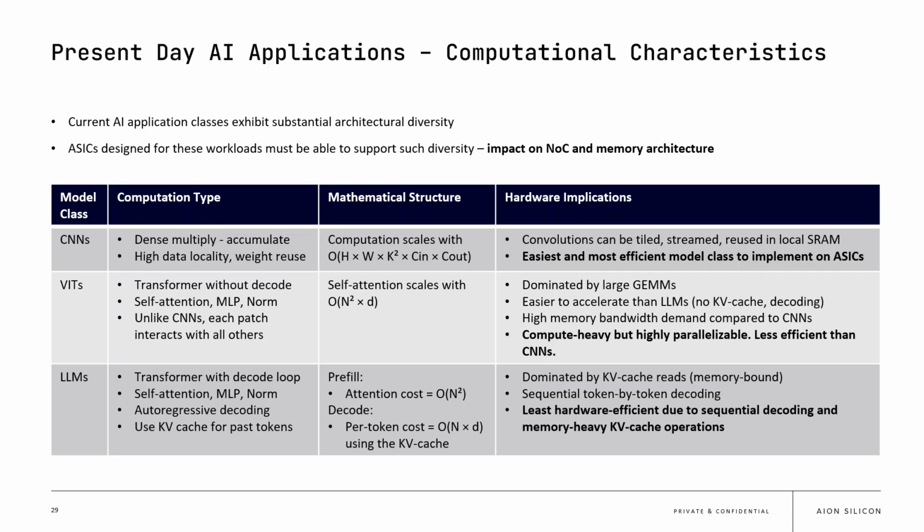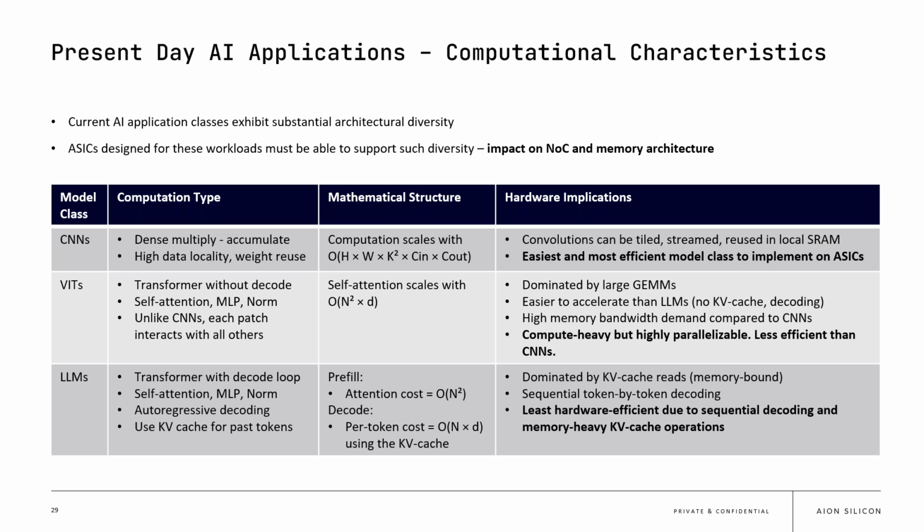So we've got CNNs, which are typically the easiest and most efficient model class to implement on ASICs. We've got VITs and LLMs. These have come about because of the transformer architecture. With the transformer architecture, you've got a decode and encode loop. A transformer with just the encode is your VIT, that's Vision Transformer. Similar to CNNs, but they have slightly different memory access patterns due to the attention mechanism implemented within the transformer structure.